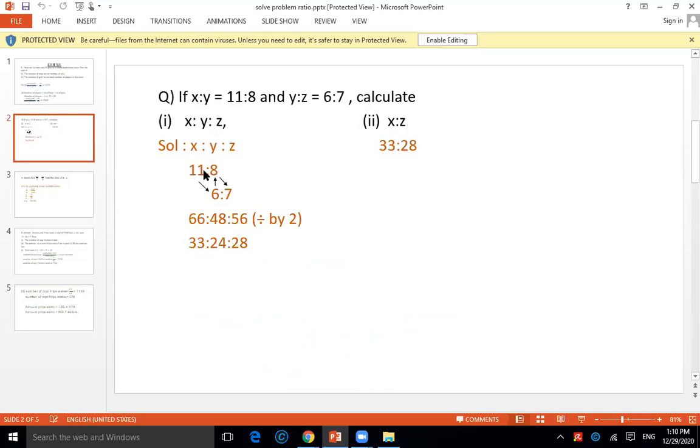11 and 8. First line में हमने 11 और 8 लिख दिया x और y के नीचे, जैसे यहाँ पे हमें given था. And the second point, or the second data is y is to z is 6 is to 7. We need to write this in the second line. The first line 11 is to 8, then second line is 6 is to 7. Okay. Now, whatever number or variable is coming twice, just like y is coming twice, y इधर भी और इधर भी, that will be in the center.